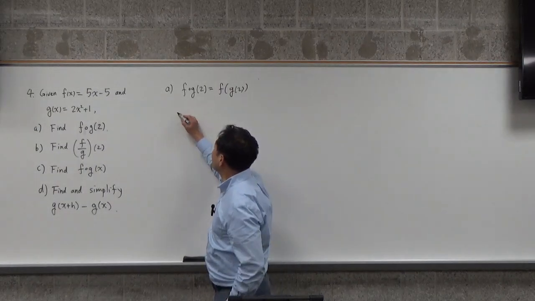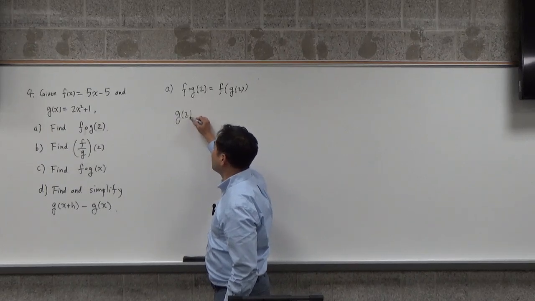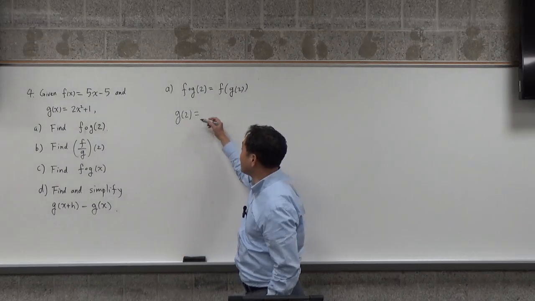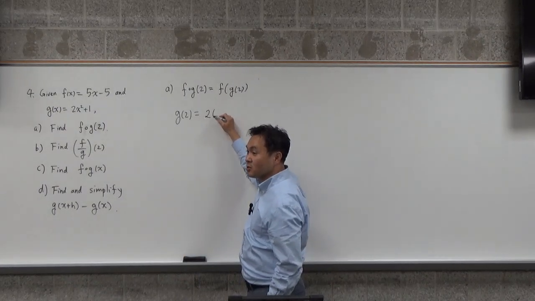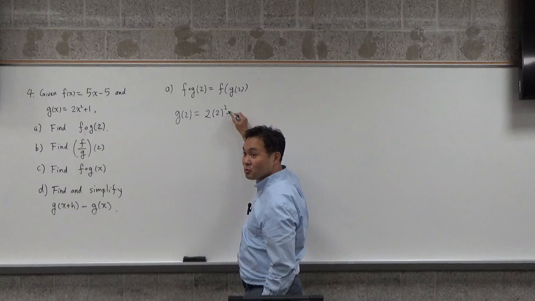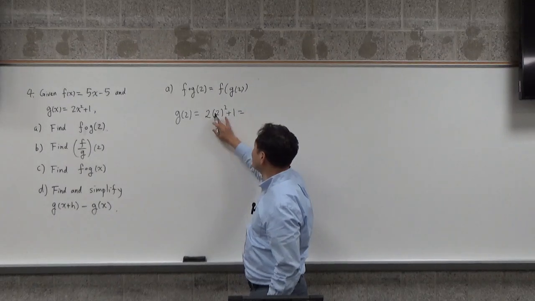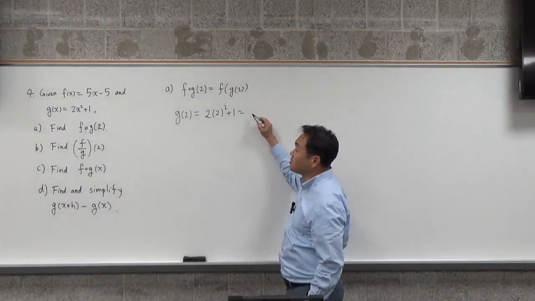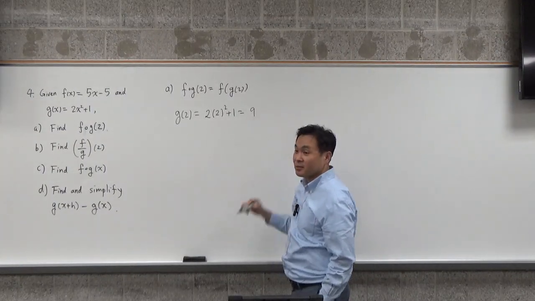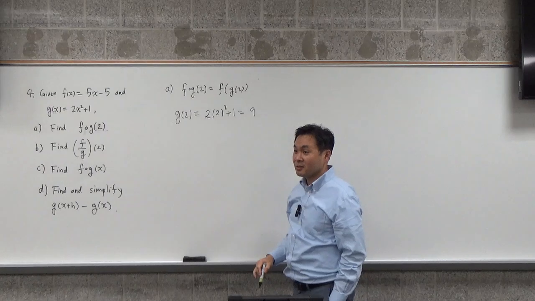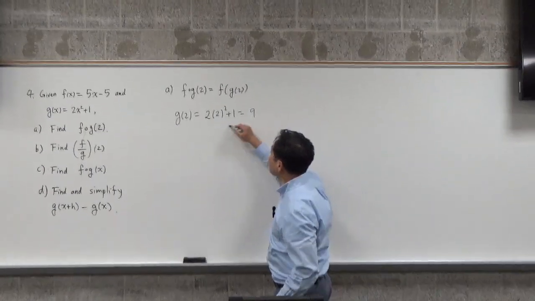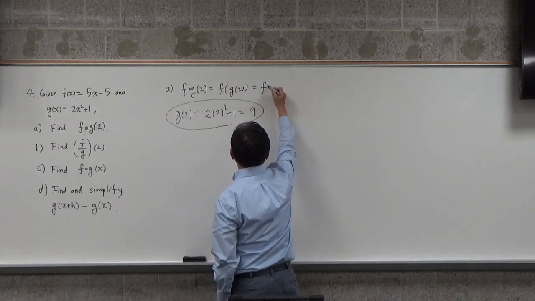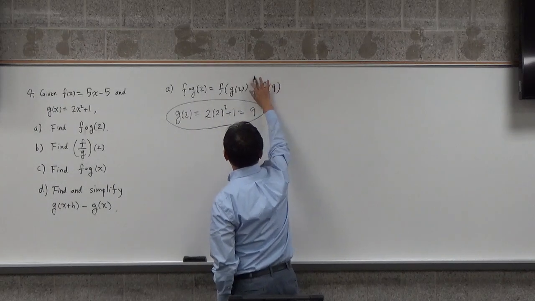Well, first, what is g of 2? G of x is 2x squared plus 1, so what? 2 times 2 squared plus 1. 2 squared is 4. 4 times 2 is 8. 8 plus 1 is 9. Right? Okay, so because of this, we can now say this is the same as f of 9. All good?